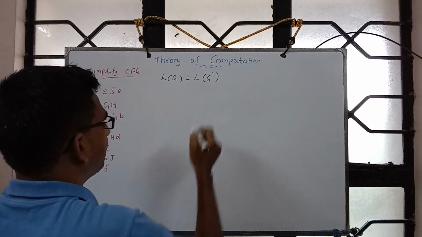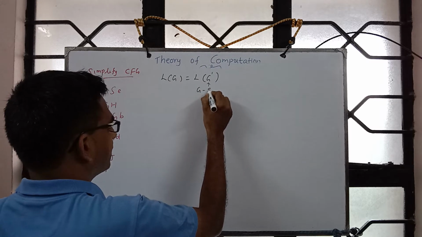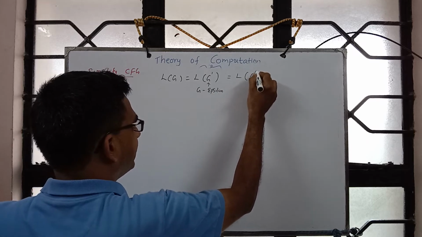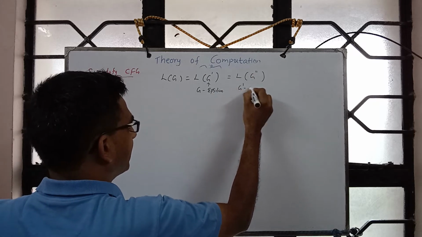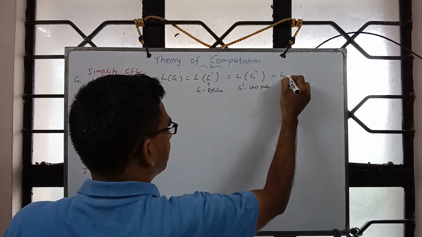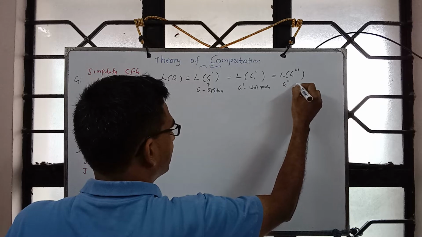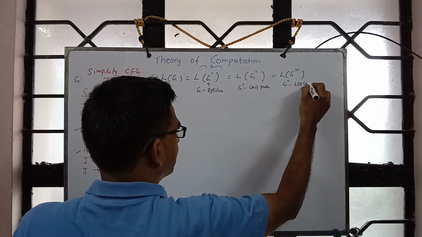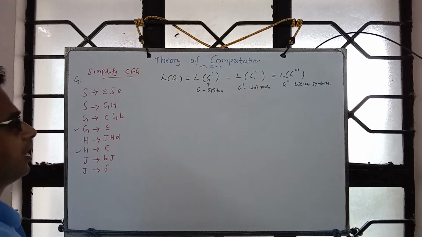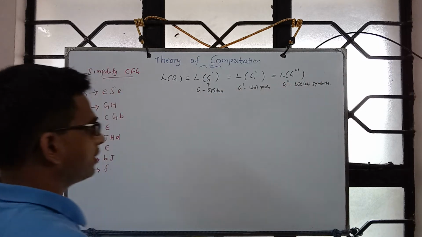of G prime. And what is G prime? G prime is G minus epsilon, and this must be same as L of G double prime. This is G prime minus unit productions, and this must be same as L of G triple prime, and this one is G double prime minus useless symbols, productions, all that, right? So the language accepted by the given grammar, that must be preserved across all.